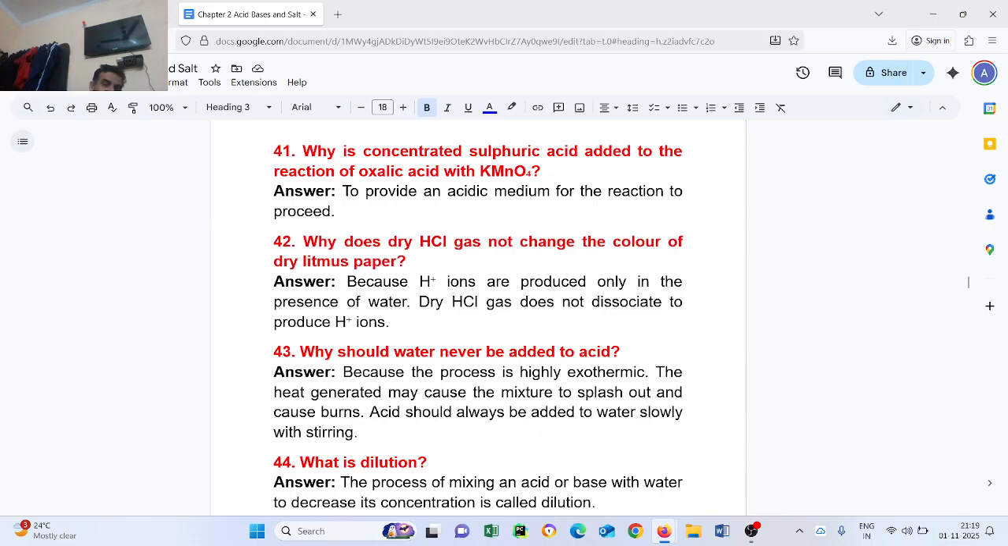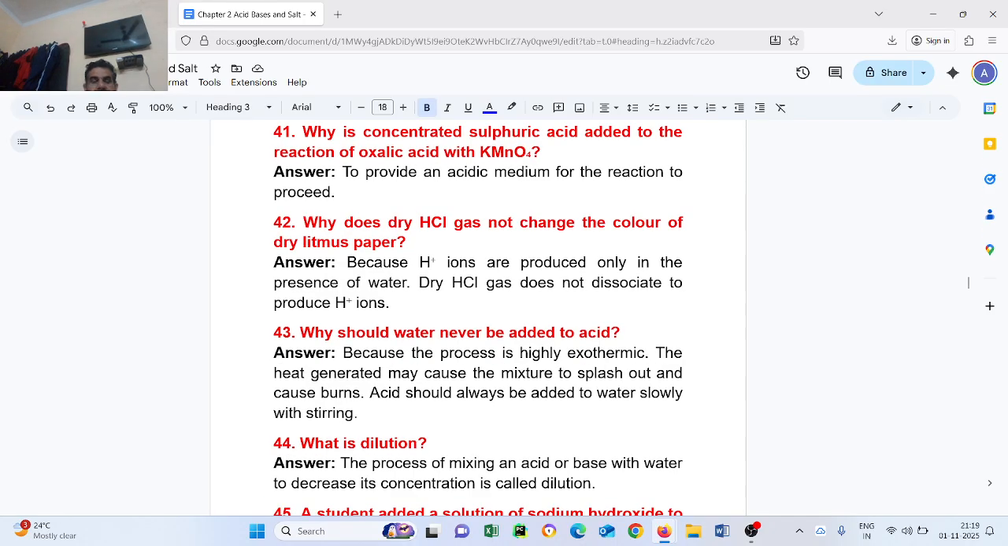Question number 43. Why should water never be added to acid? Because the process is highly exothermic. The heat generated may cause the mixture to splash out and cause burns. Acid should always be added to water slowly with stirring.